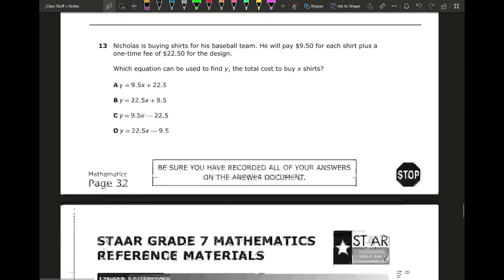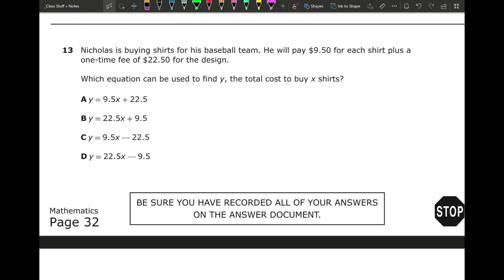Number 13, and I think this is the last one. Nicholas is buying shirts for his basketball team. He pays $9.50 for each of the shirts plus a one-time fee for the design. Which equation can be used to find Y, the total cost to buy X shirts? So we're gonna have to write an equation from a word problem, and we're gonna have to look at the keywords. Remember, every time it has the word each, every, something like that, that number is gonna go with the variable. And if you're paying a fee, a taxi fare, an entry ticket to a fair, something like that, that's just gonna be counted once. And if you have to pay it, then you have to add it, right?